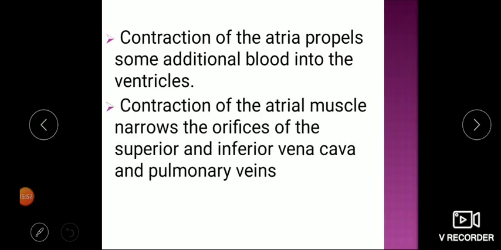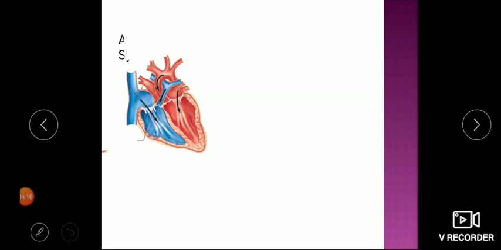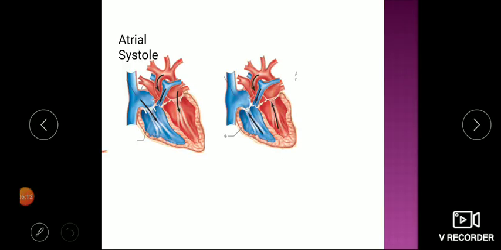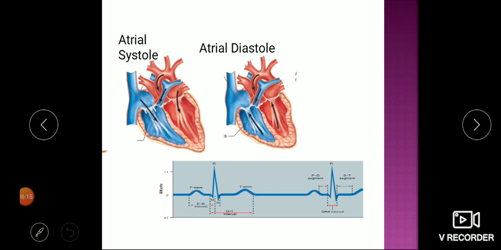Contraction of atrial muscle narrows the orifice of the superior and inferior vena cava and pulmonary veins. It will prevent backflow of the blood from atria back to the vena cavas or pulmonary veins. So this first event is atrial systole, the second event is atrial diastole. You can see the duration. So here both are matching.